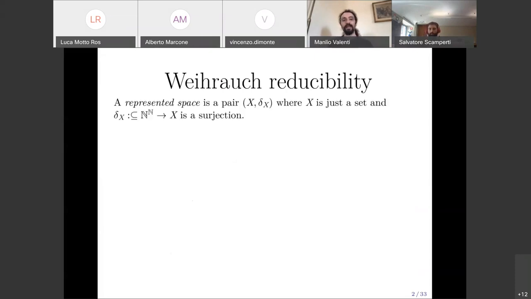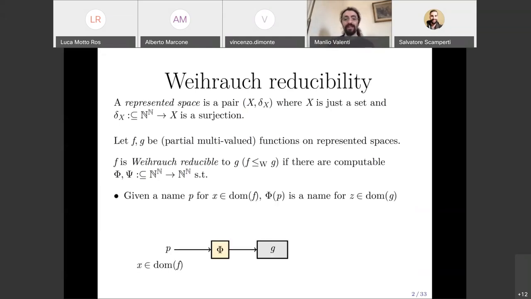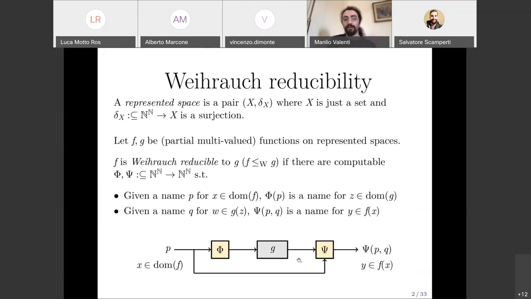So we start from a represented space, which is a complicated name to say that you have a set and you have a way to assign names to elements of the set, and the name is just an element of the Baire space. So you use the Baire space to assign names to elements of X. And if you consider two possibly partial, possibly multi-valued functions among represented spaces, you say that F is Weihrauch reducible to G if there are two computable functionals phi and psi, which work as follows. So you start from a name of an input for F, then you use phi, the so-called forward functional, to produce a name for an input of G. Then you apply G and you get a name for an answer. Then you use the backward functional psi.